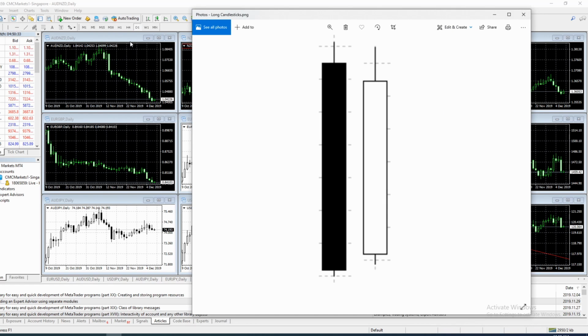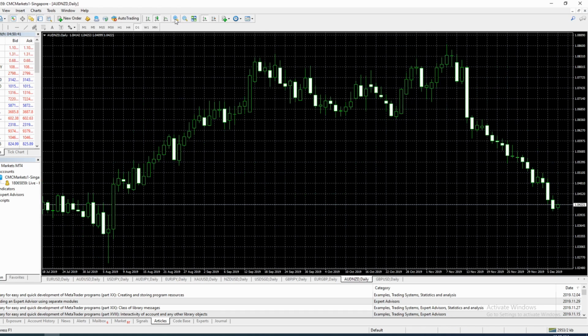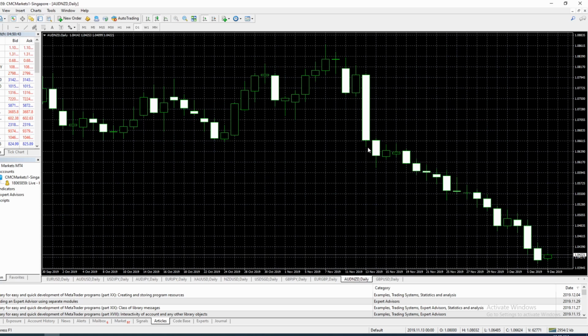For example, I can use this AUD, Aussie dollar New Zealand chart here. You can see that this candle here, maybe let's zoom in. This candle is particularly long if you compare it to the past 5 days. That means 1, 2, 3, 4, 5. So all the previous 5 or 6 days' candles are a lot shorter than this. So we'll consider this a long candlestick.